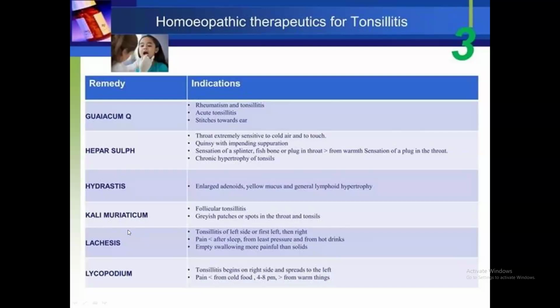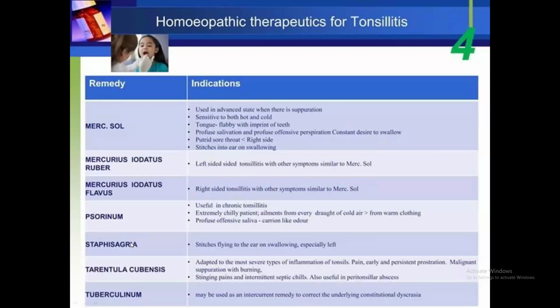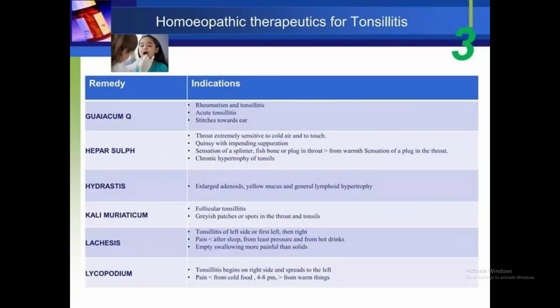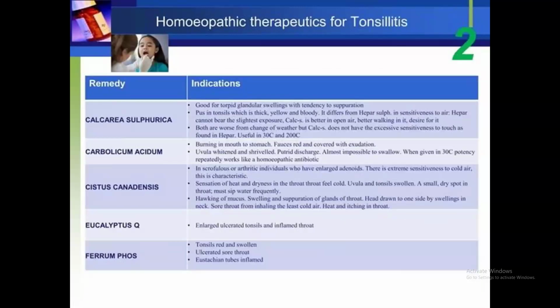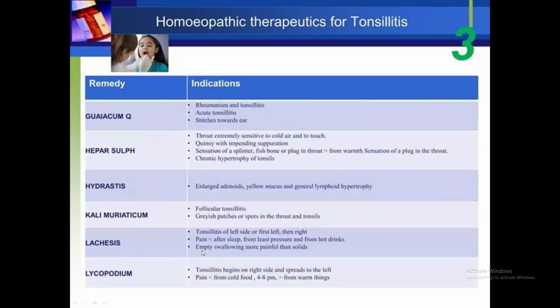Then again, the next important remedy is Lachesis. Along with this, Carbolicum acidum, Calcarea sulf, then Eucalyptus mother tincture, Ferrum phos, these are also very well indicated remedies, which are always useful in cases of tonsillitis, tonsils which are red, swollen, ulcerated, sore throat, and when the eustachian tube is inflamed.